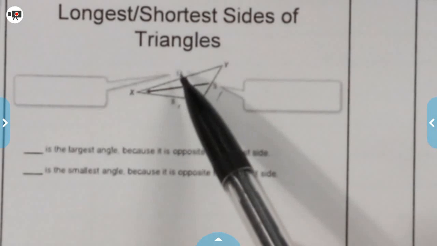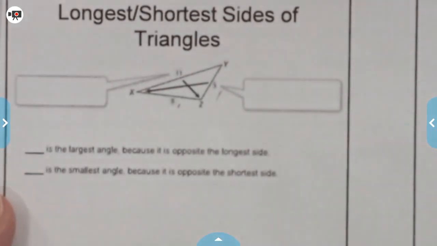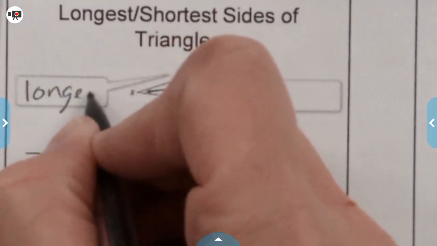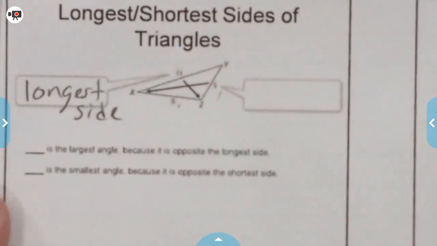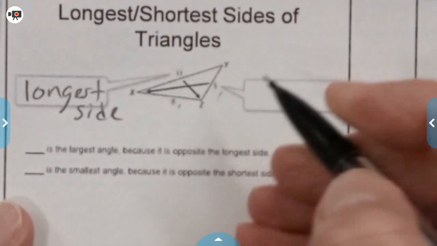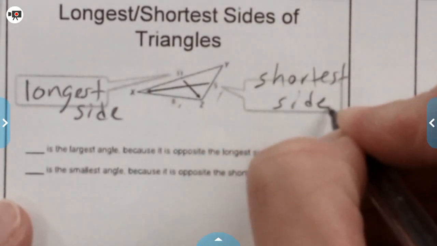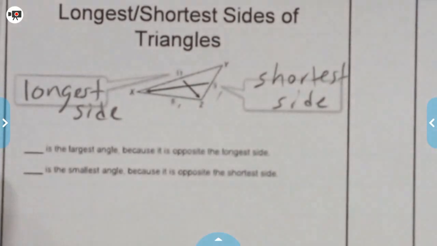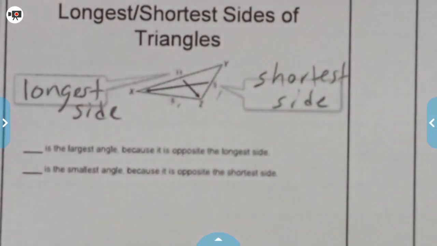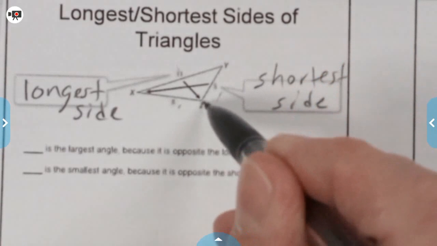11 is the longest side, so I'm going to put that it's the longest side. And then we have a little bubble next to this 5, that is the shortest side of the triangle. And then there's arrows coming out of them, and basically we're just looking at the relationship that if you have the largest side, the angle across from it will be the largest angle in the triangle.